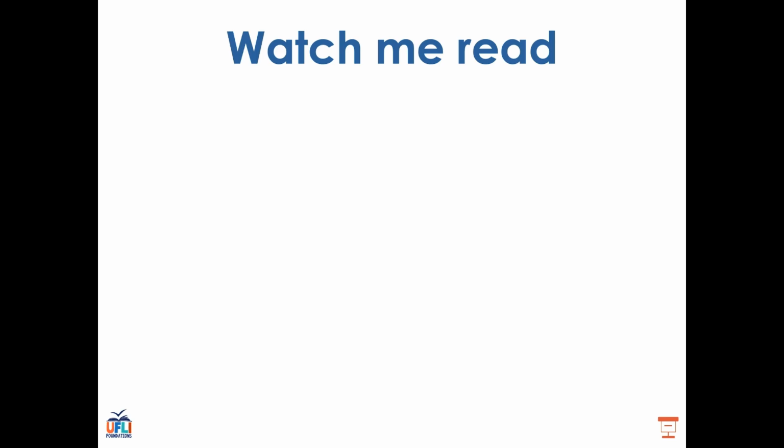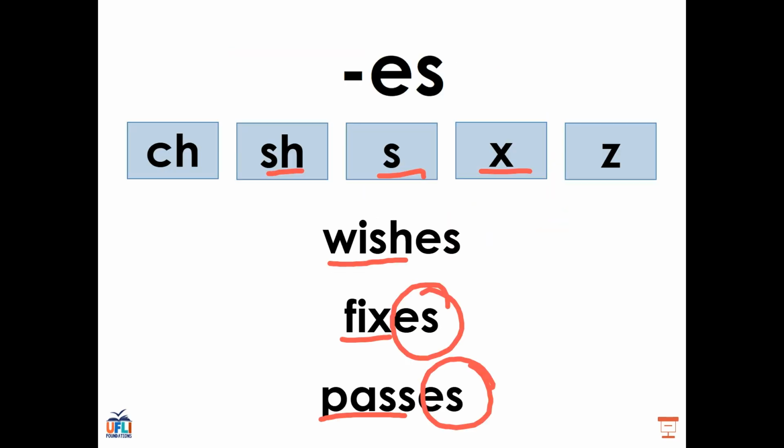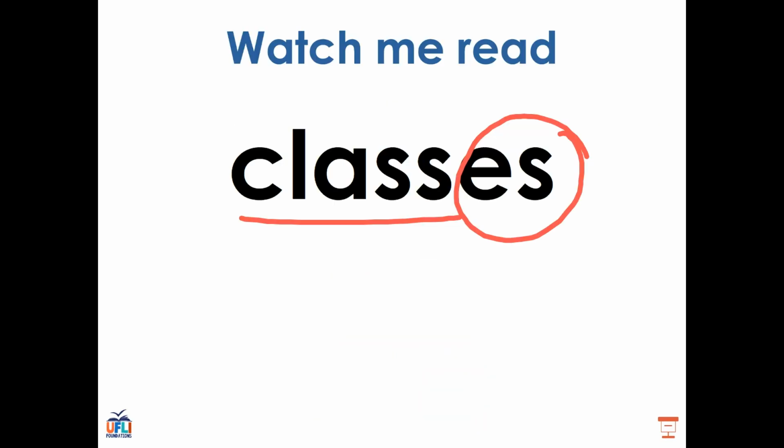Let's take a look at some examples. This is the word classes. The base word here is class. The suffix is es. The word class ends in an s, and as we just learned, words that end in an s need the es suffix. We also hear it in the word itself. Class is a one-syllable word, while classes is a two-syllable word. Because we have that extra syllable, we need to have that extra vowel.